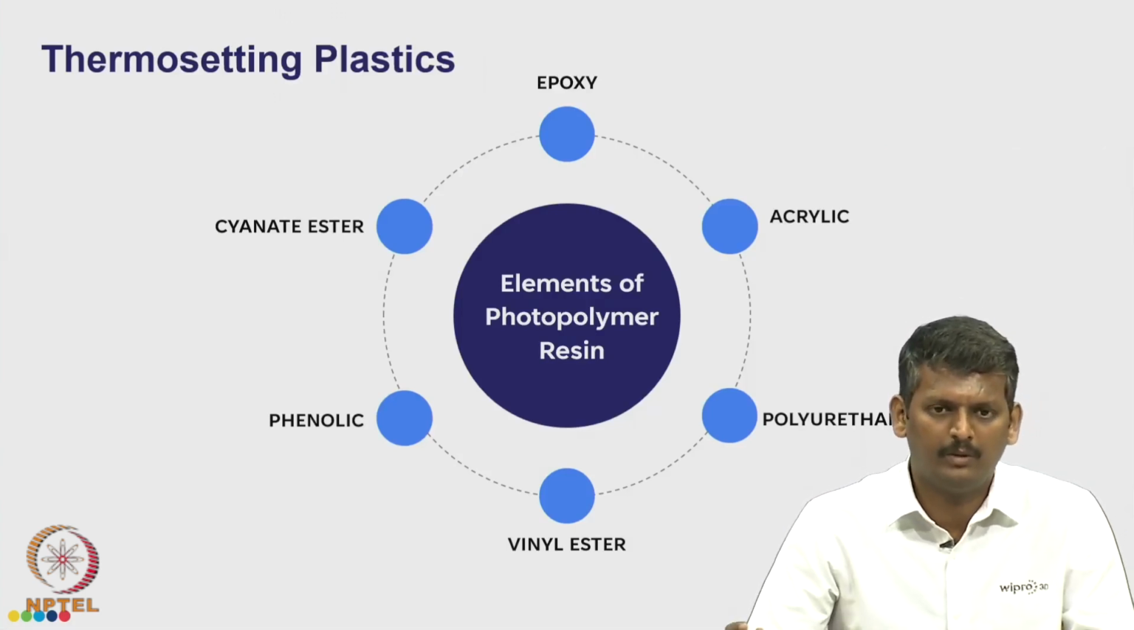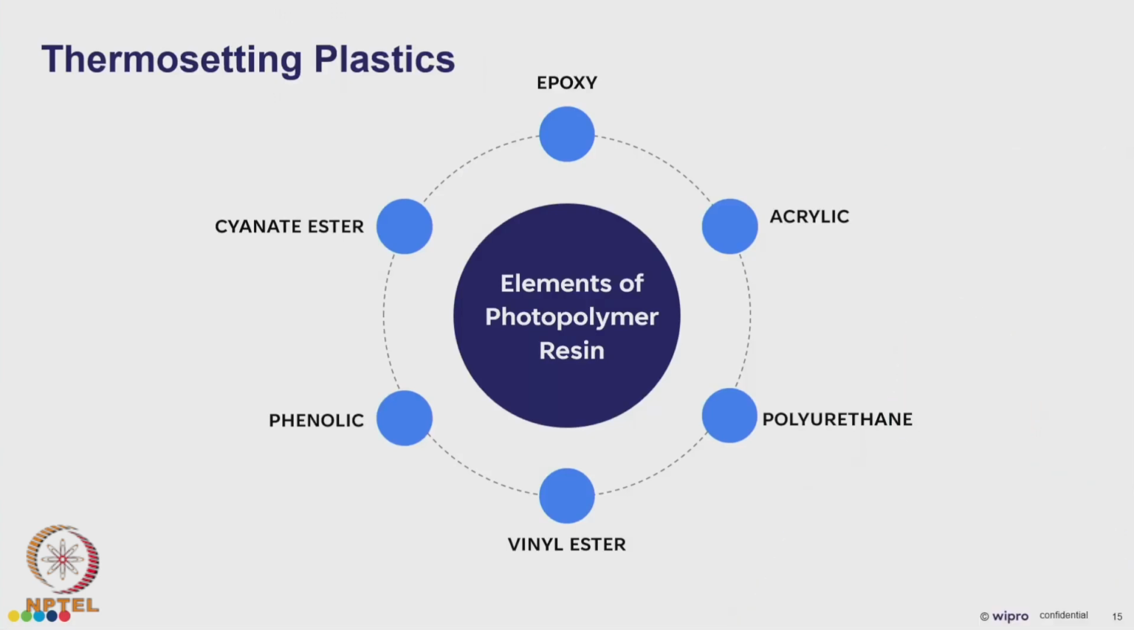In the case of thermosetting plastics, we have to understand there is no proper material name for this final raw material. It is a composition of different types of elements like epoxy, acrylic, polyurethane, vinyl ester, phenolic and cyanate ester. These elements are added in different proportions to get our final raw material.